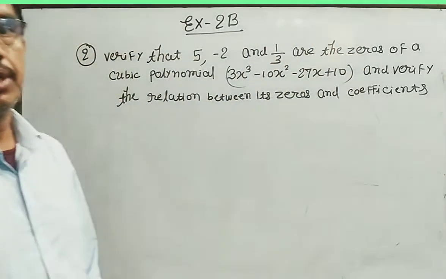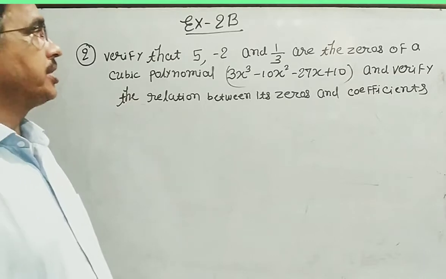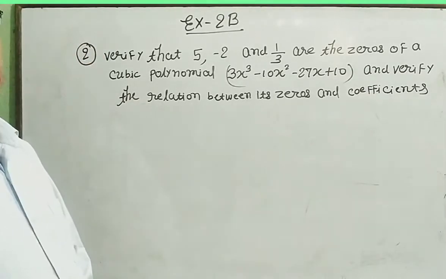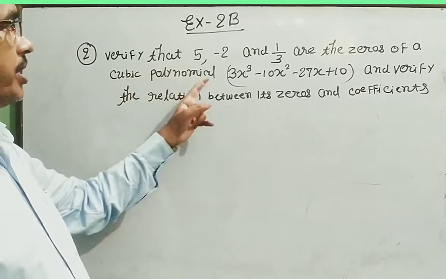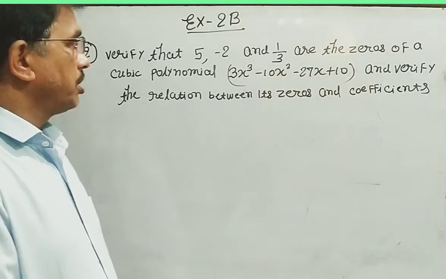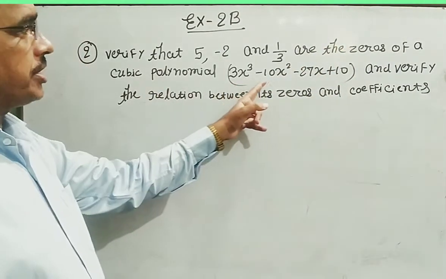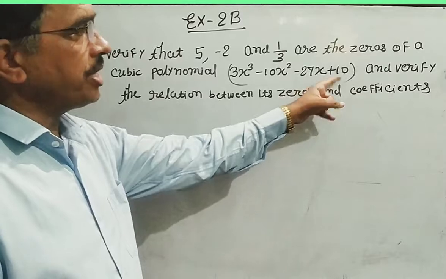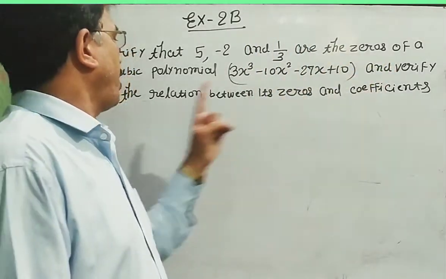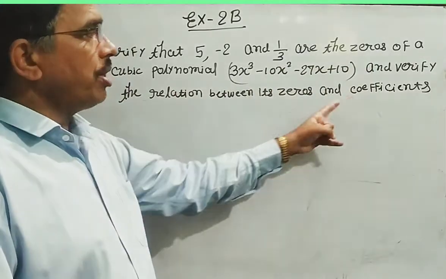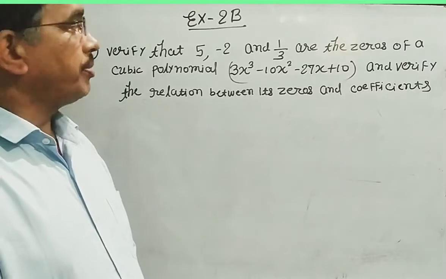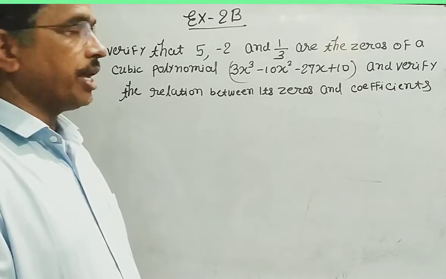Your first and second questions of exercise 2B are both the same. I write here the second question. The question is: verify that 5, minus 2 and 1 by 3 are the zeros of the polynomial 3x cube minus 10x square minus 27x plus 10. That is the first condition. The second condition is to verify the relation between its zeros and coefficients. There are two conditions.